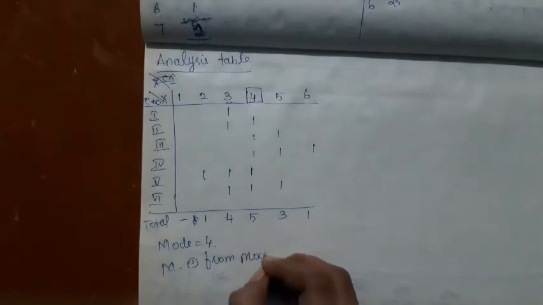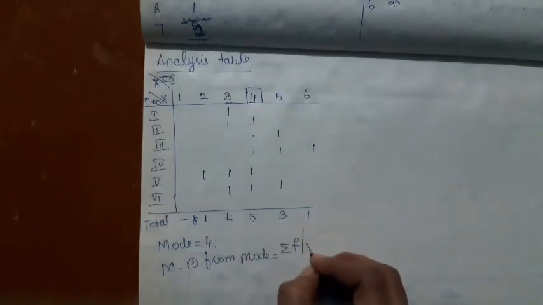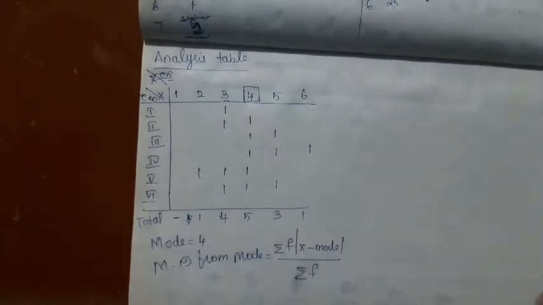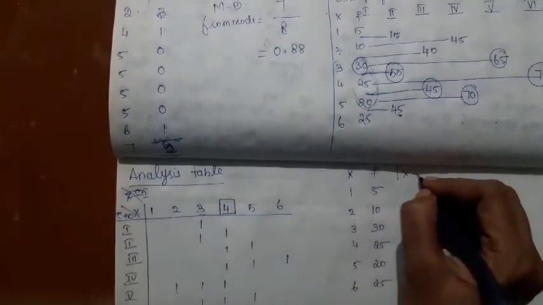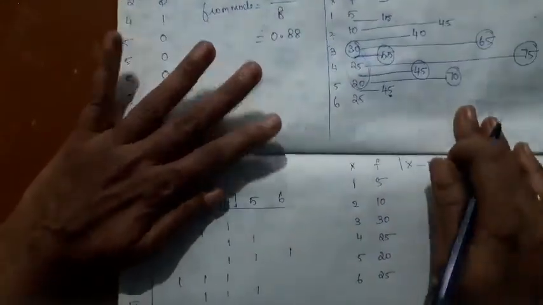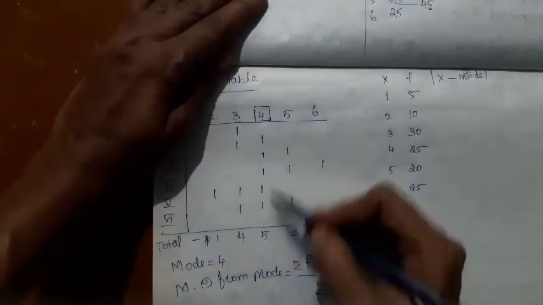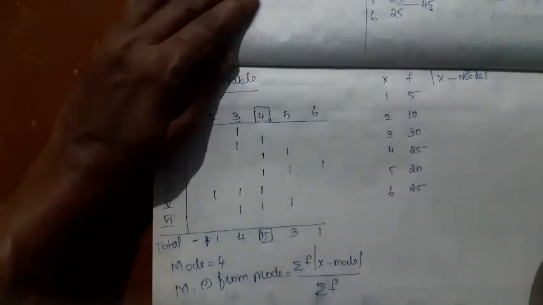What is the formula? It is a discrete series. Mean deviation from mode is summation f into modulus of x minus mode divided by summation f. So let us write the values here. I am going to frame a table: x, the frequencies, and modulus of x minus mode. What is your mode here? 4. We computed mode as 4, the value of x which corresponds to maximum frequency.